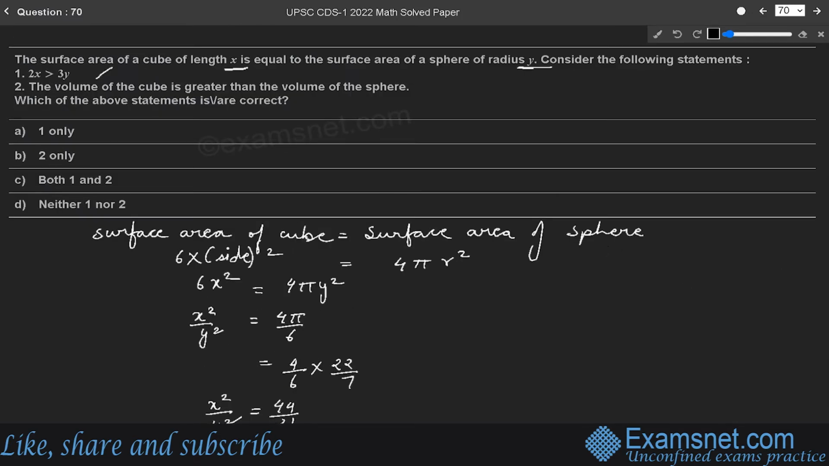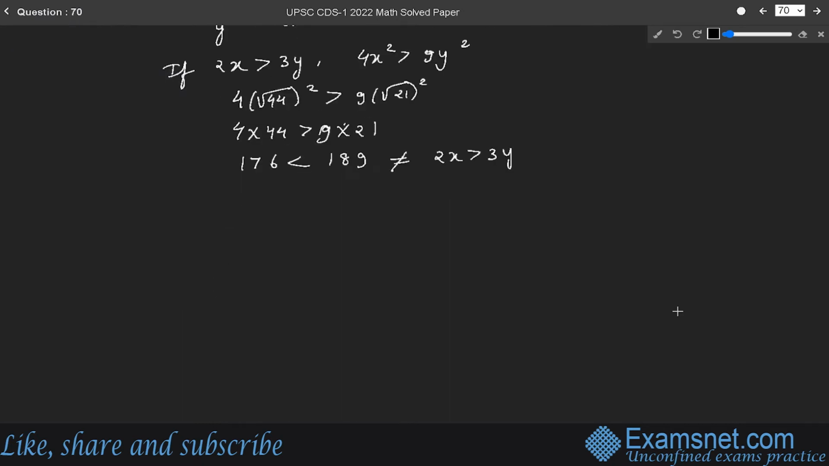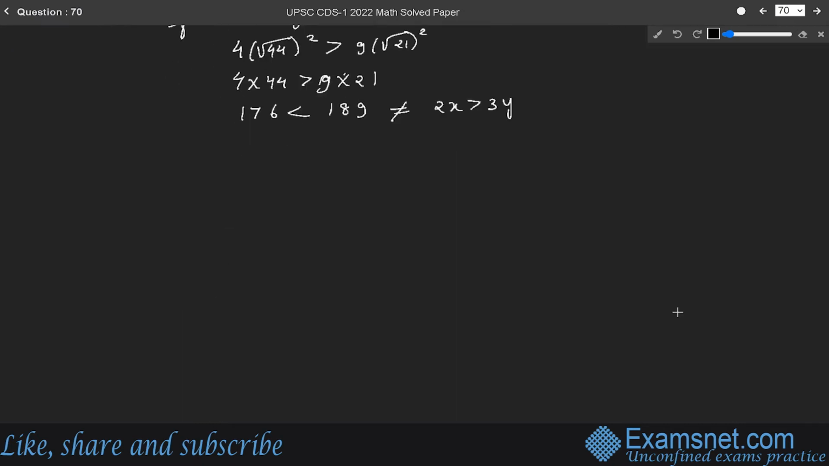Now let us talk about the second statement. The second statement says that the volume of cube is greater than the volume of sphere. Now let us prove it. Volume of cube is equal to under root of 44 cube, because this is the value of the side of the cube. So 44 into under root 44 is equal to 88 under root 11.